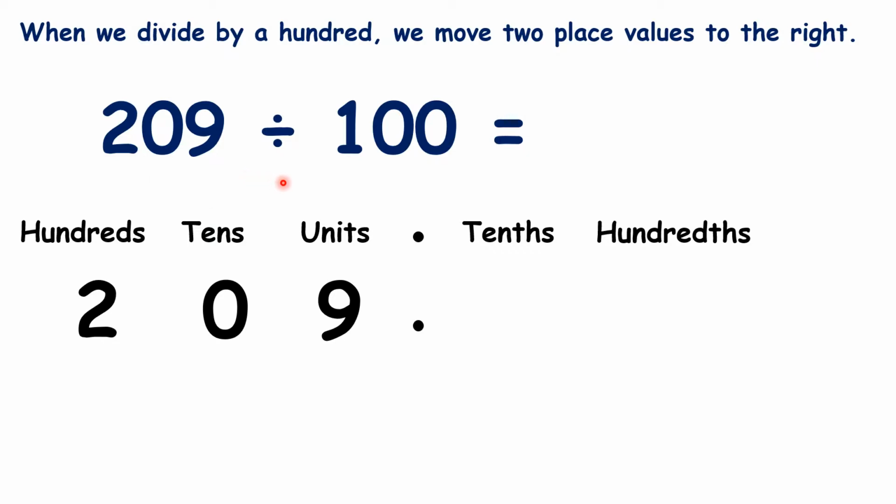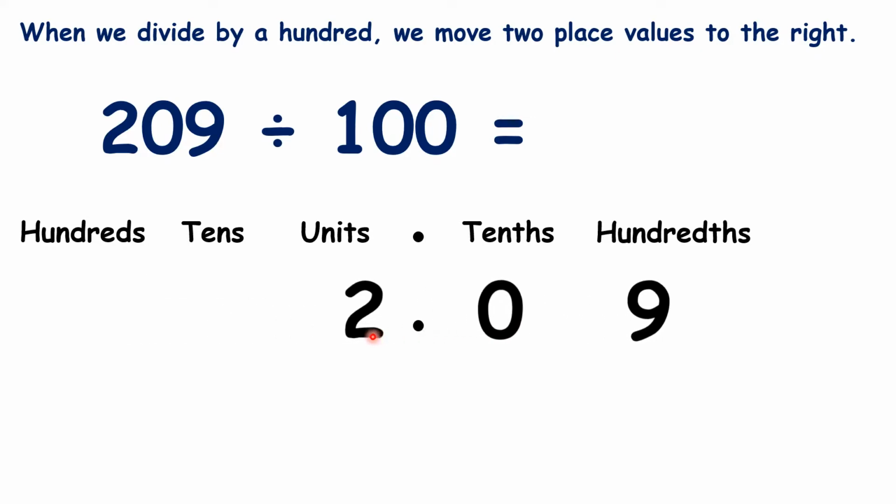So what is 209 divided by 100? Moving the digits to the right gives us 2.09. And here, even though there's a 0 after the decimal point, we can't ignore it. Without that 0, we would have the number 2.9, and that wouldn't be the same number because tenths are larger than hundredths. So to show that we have 9 hundredths and not 9 tenths, we need to make sure we include that 0 in our tenths place value.